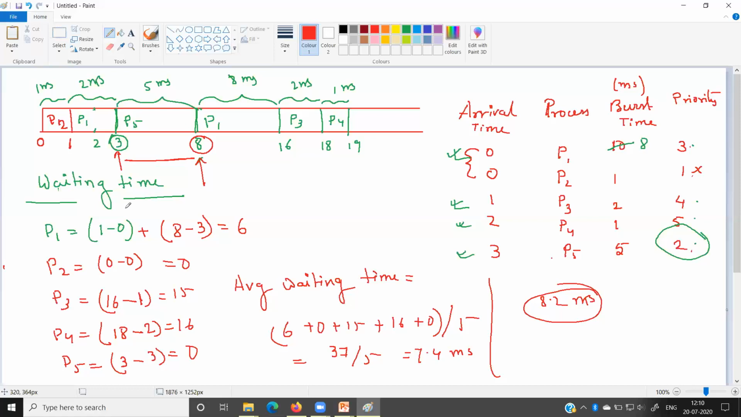So you need to read the question very carefully, to see what they are asking: whether they are asking for the solution for preemptive scheduling or for non-preemptive scheduling. Different algorithms are there.